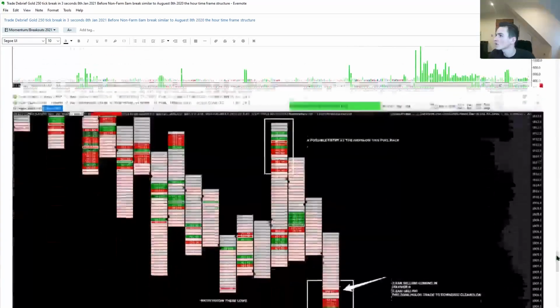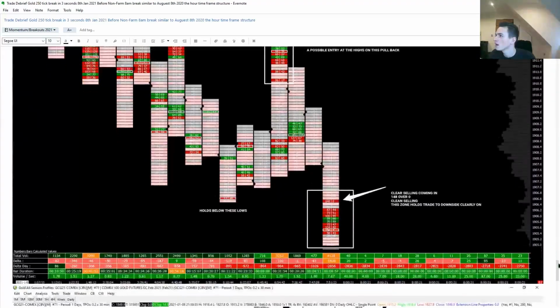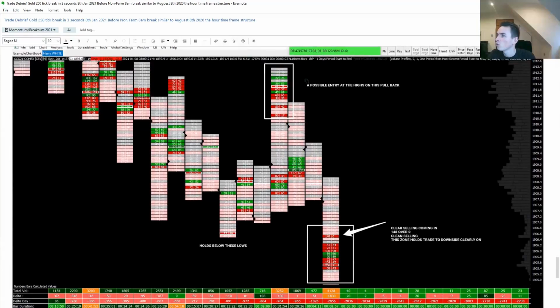And I'll be able to show you that in the footprint here, where that's the pullback. There's a possible entry there, because you've got this volume over here, if you can see my mouse, on the left side, and we sort of hold that. So where those absorption of some buyers were, the sellers have then taken over, and then you've come down and broken through, and especially here you get 148 over the 8, so you've definitely got some big sellers coming in. You know, you get 256 over the 7.